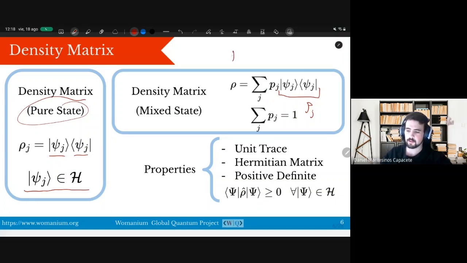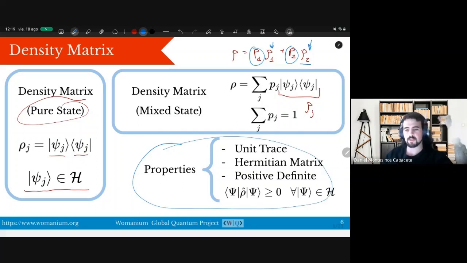Let's say, I did explain this the other day, but we have this one and this other one, right? So this will be the probability to be in the state given by this density matrix, and this will be the probability to be in the state given by this other density matrix. So these probabilities must sum up to one, and the density matrix must satisfy these properties here.